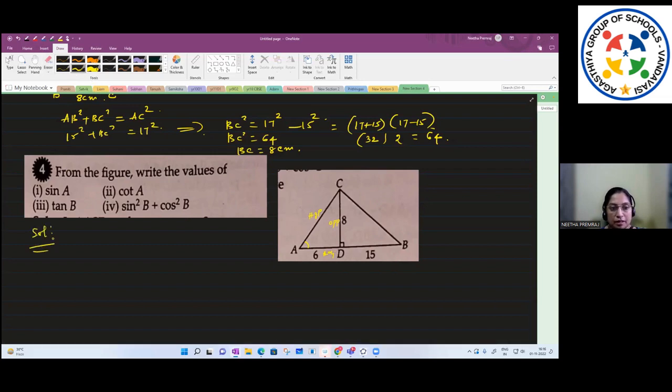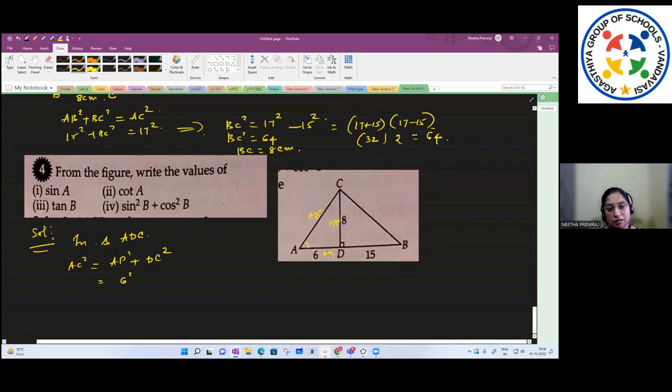Solution. So which triangle are you considering? That should be written. Triangle ADC. AC square is equal to AD square plus DC square. Apply the values. AD is what? 6 square plus 8 square. That is 36 plus 64. That is 100. So AC is 10, isn't it? So this is 10. Okay.